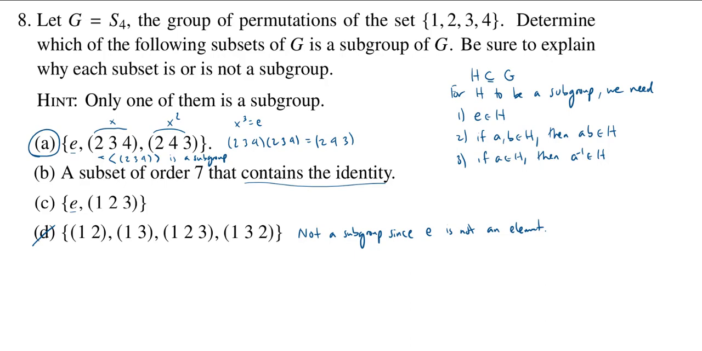Now this second one, a subset of order 7 that contains the identity, we don't know a priori if it's closed under products because it doesn't say. So let's put that one on the back burner for the moment.